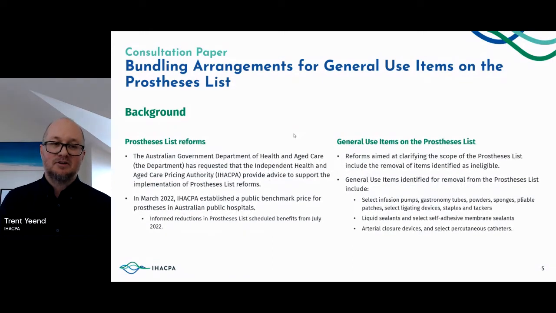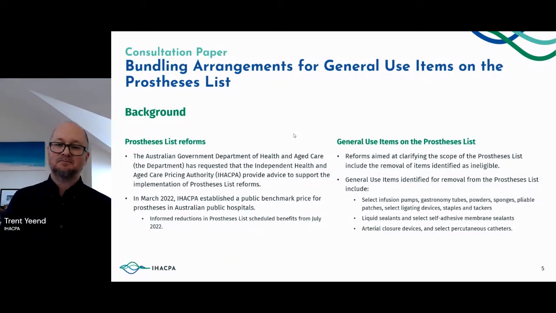So the Australian Government Department of Health and Aged Care has requested that IHACPA provide advice to support the implementation of prostheses list reforms. And to that end, in March this year, IHACPA established a public benchmark price for prostheses in Australian hospitals. And this benchmark price has informed reductions in prostheses list schedule benefits that were implemented from July this year and are intended to continue to be progressively implemented over the coming 4 years.